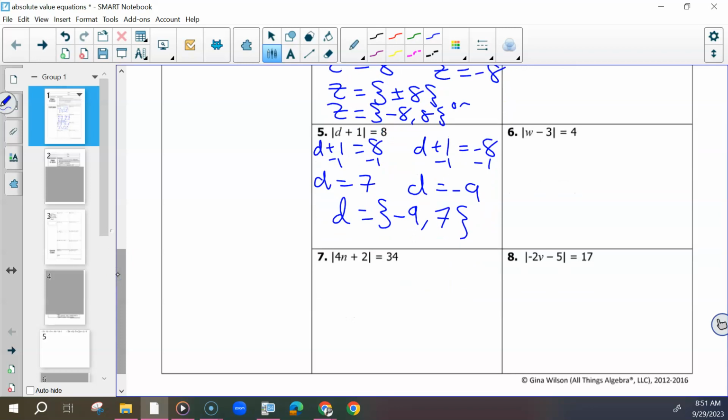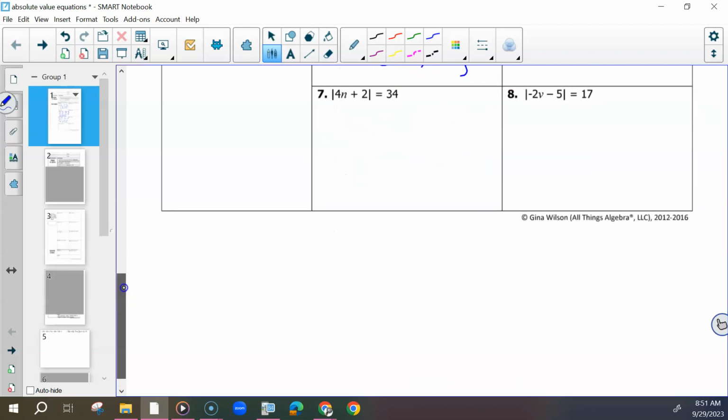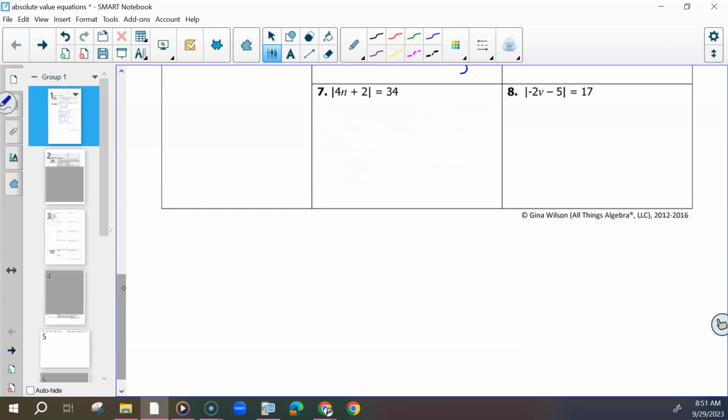Any questions, concerns about that one? Let's try another. I'll let you guys choose 7 or 8. 8. Sure. Okay, so for 8, make sure the absolute value is isolated. Drop the absolute value bars. Take what's inside, set it equal to 17. Also set it equal to a negative 17.